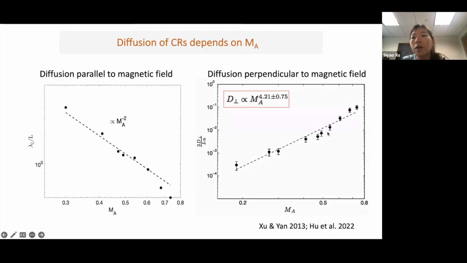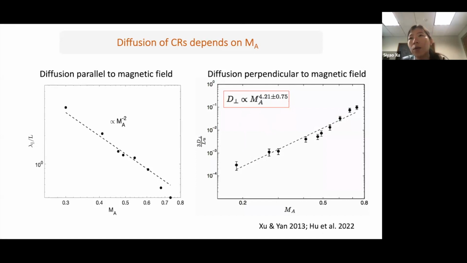In the perpendicular direction, it has an even stronger dependence on MA to the fourth power. Before this study, in quasi-linear theory, it was believed that the perpendicular diffusion coefficient is proportional to MA squared. But here we confirm that in realistic MHD turbulence, we get a stronger dependence, MA to the fourth power, for the perpendicular diffusion coefficients.